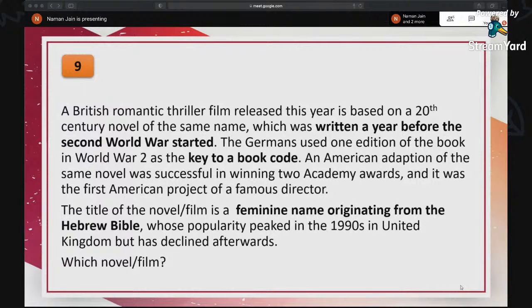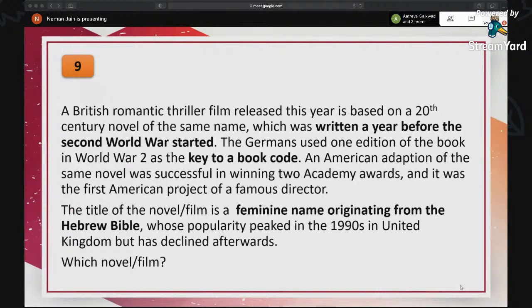And it was the first American project of a famous director. So soon after this book was released, a film was made on it by a director who would go on to create history in Hollywood. And a film was made bearing the same name. And the title of the novel or film is a feminine name originating from the Hebrew Bible.